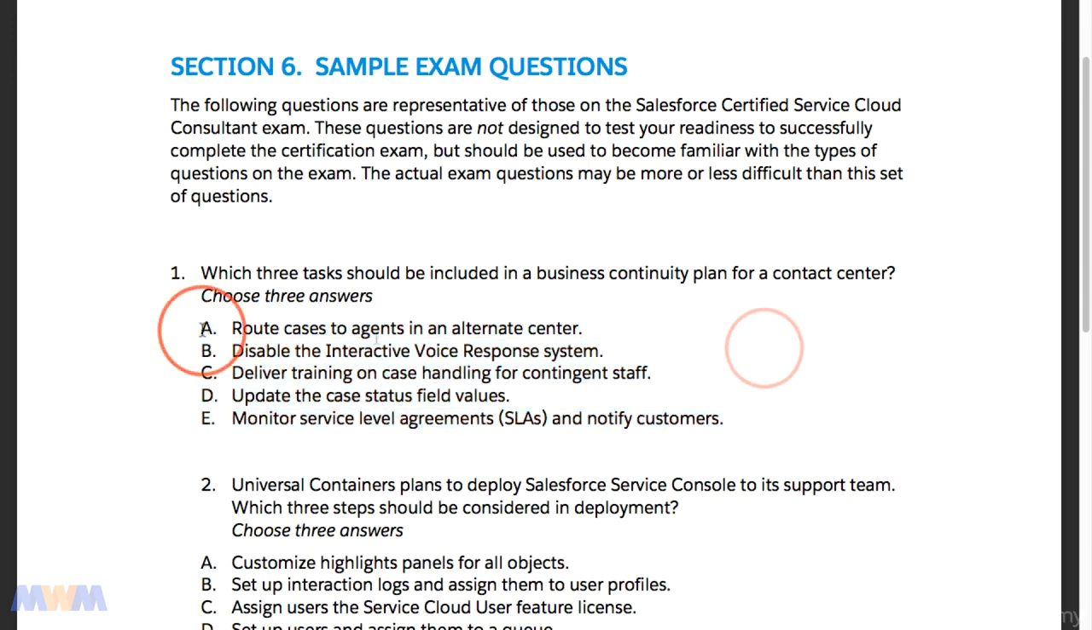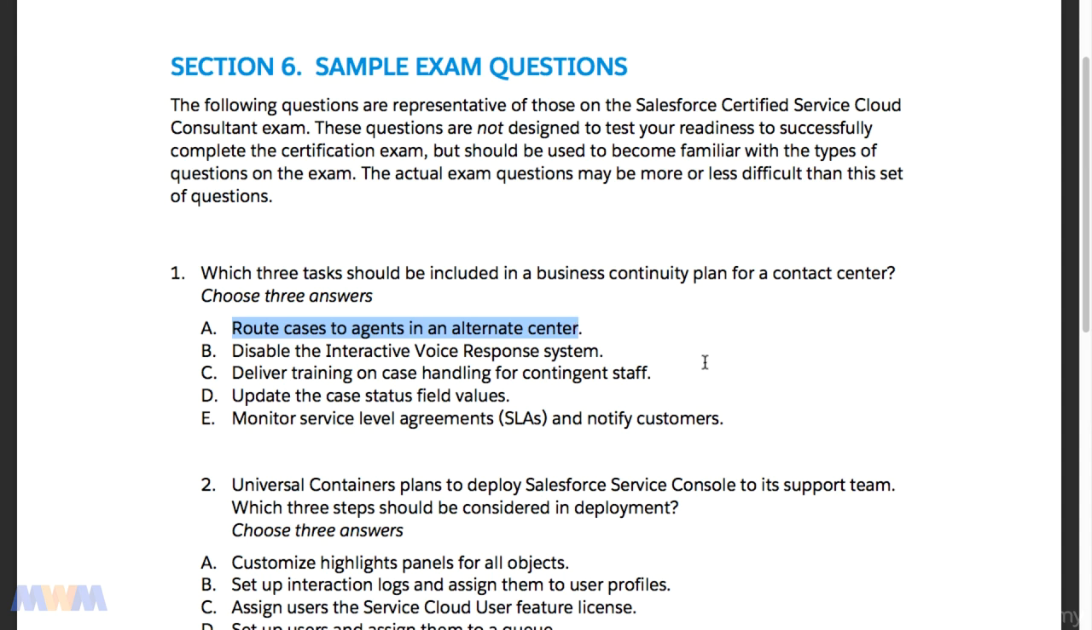And so the main thing is that these particular answers that are correct are A, C, and E, and we'll discuss this briefly. First of all, we mentioned in the previous lecture about how you need to plan for redundancy, and so one of these ideas is that they need to route these cases to agents in an alternate support center or contact center. So disasters do happen, unplanned events happen, and you need the ability to roll things over to a different call center.